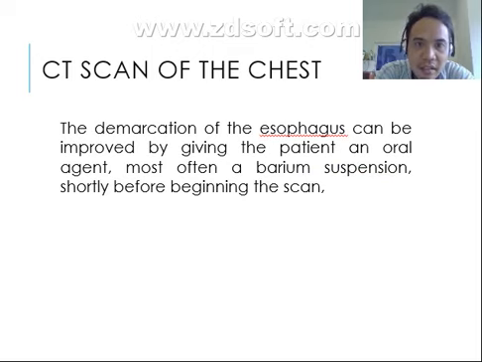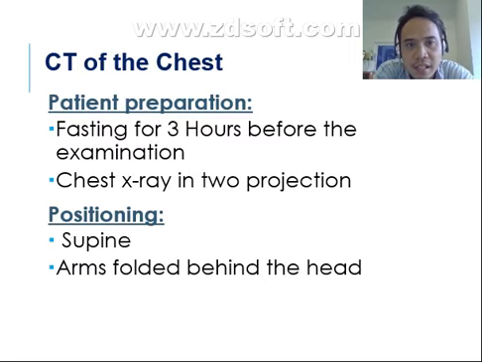But for demarcation of the esophagus, the pathologic conditions of the esophagus and the trachea, we need to use an oral agent, most often barium suspension, shortly before the beginning of the scan in order to visualize the so-called demarcations. For the CT scan of the chest, the patient preparation is fasting for 3 hours before the examination.